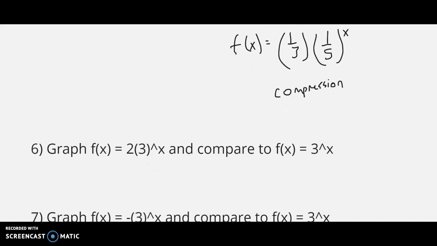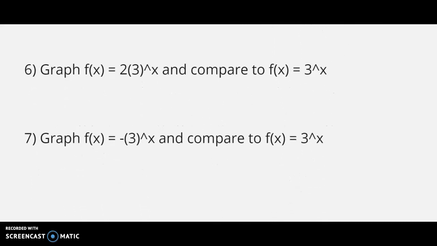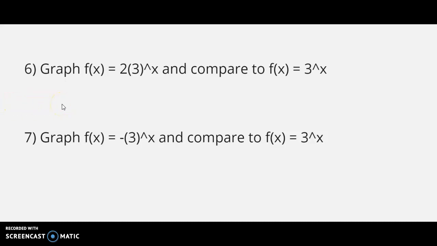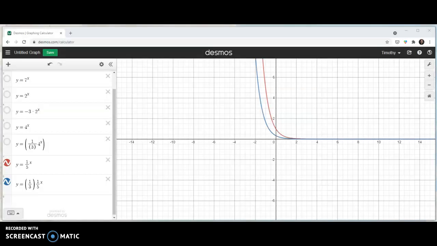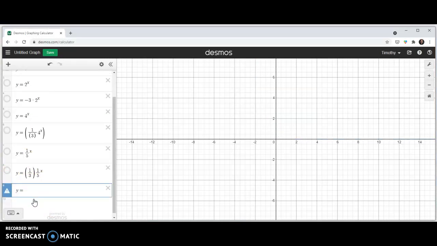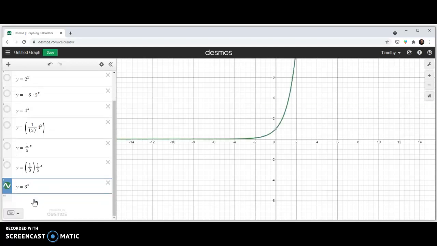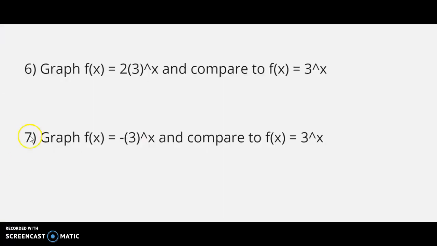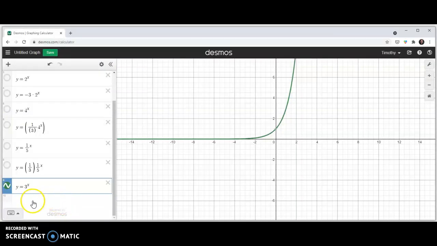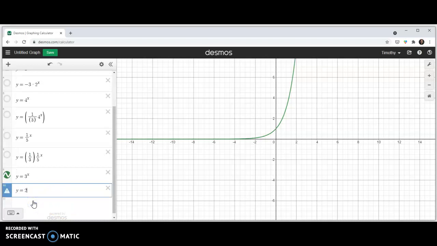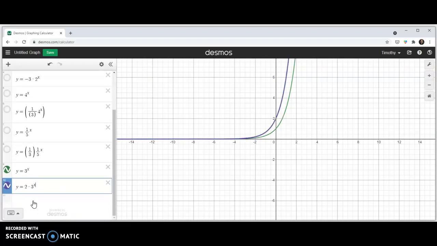Let's look at another couple here, our last two. I'm just going to compare and see what these transformations do. Okay, we're going to look at 3 to the x and a couple of transformations. Okay, let's look at one at a time here. Let's just get 3 to the x graphed. y equals 3 to the x power. So there we see how that looks. All right, and then on number 6 here, we want to just multiply it by 2 so you can see what happens to it. y equals 2 times 3 to the x.